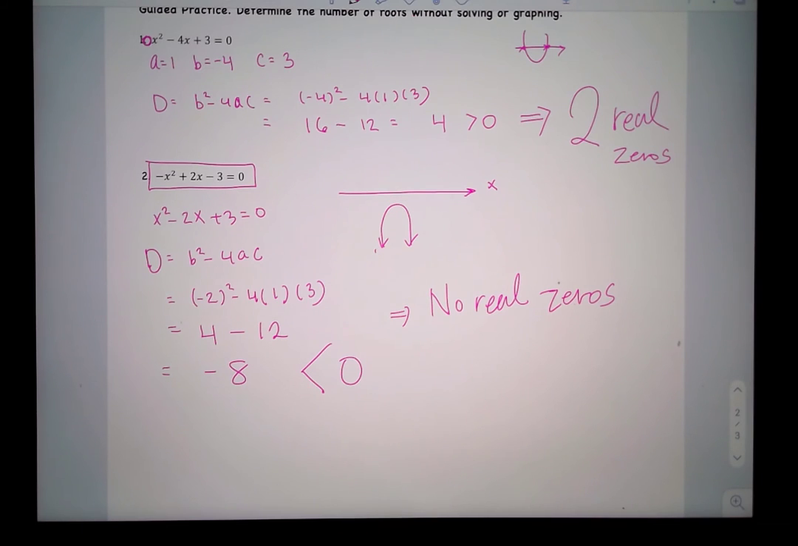So the discriminant is the inside of the radical of the quadratic formula. If that is positive, you have 2 real zeros. If that is equal to 0, then you have 1 real zero. If that is negative, then there are no real zeros.